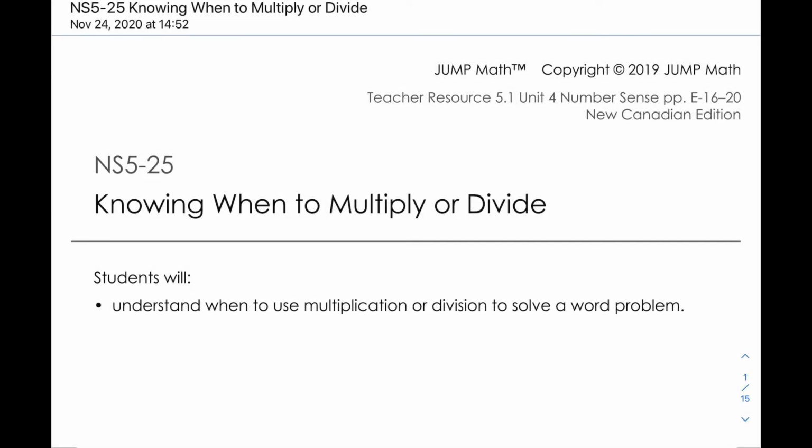Hello everybody and welcome to lesson 25, knowing when to multiply or divide. In this lesson you will be able to understand when to use multiplication or division to solve a word problem. Let's get started.